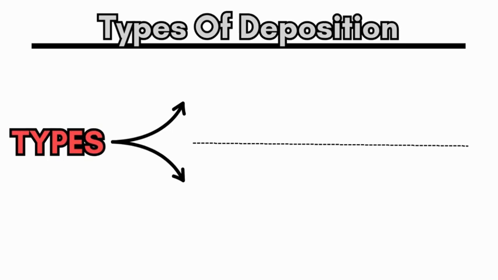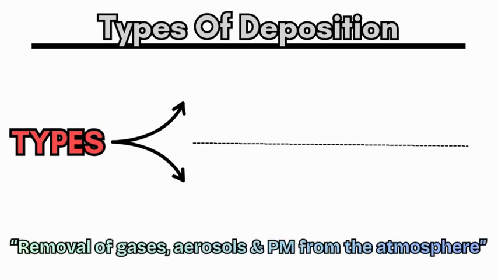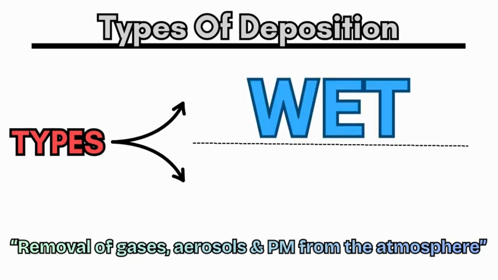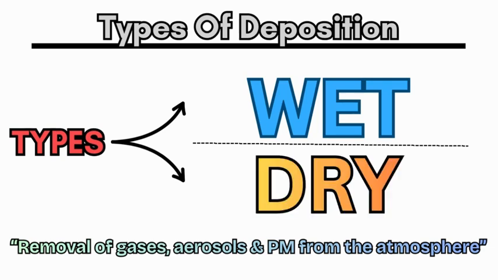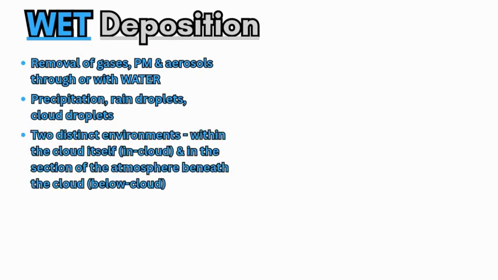The term deposition refers to the removal of gas, aerosols, and particulate matter from the atmosphere onto the Earth's surface. And there are two ways in which nature does this. There's wet deposition and dry deposition. Wet deposition is involved in removing aerosols, particulate matter, and gases through precipitation, through water, through rain droplets and cloud droplets, either in the cloud or below the cloud before it gets to the Earth's surface. So it also must include gravity in our discussion.